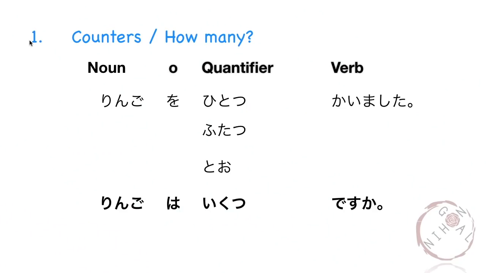Now let's review what we've learned today. The first one is the counters and how to ask how many. The pattern is noun を, quantifier, and then the verb. For example, リンゴを1つ買いました。リンゴを2つ買いました。And to ask the question, you can say いくつ followed by the verb or ですか.